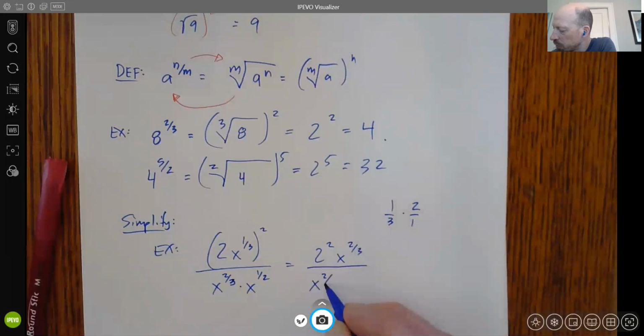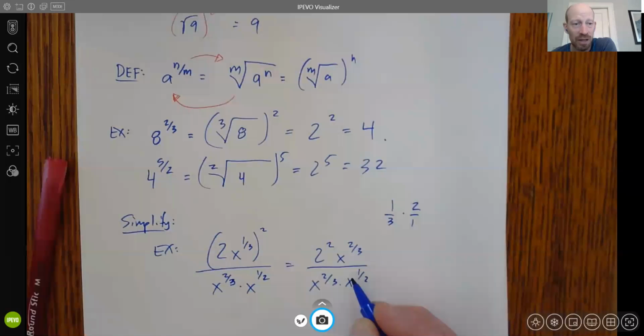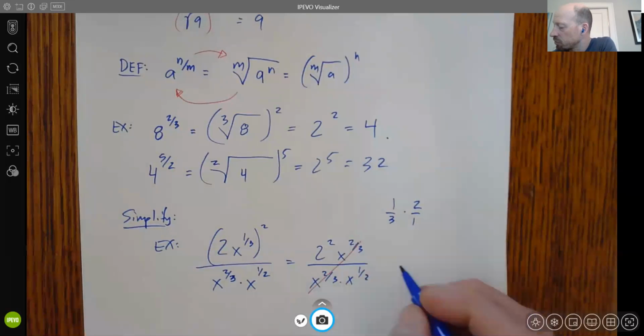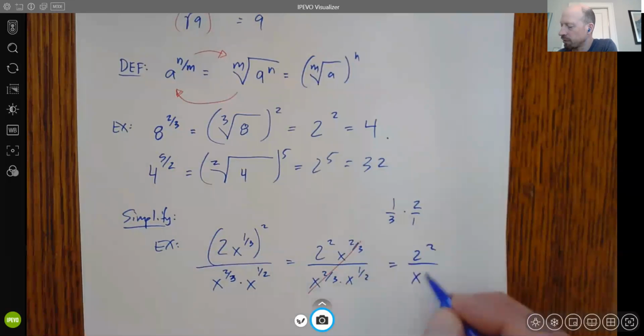Well, I actually made this problem maybe easier. Right? Normally I would add these two together and I have to get common denominators because I have to add those two fractions together. But I have an x to the 2/3 and an x to the 2/3 on the top and the bottom. So that gives me a 2 squared over x to the 1/2.